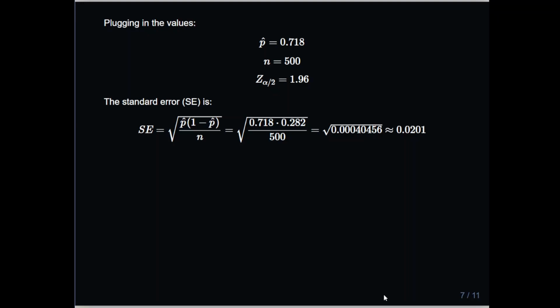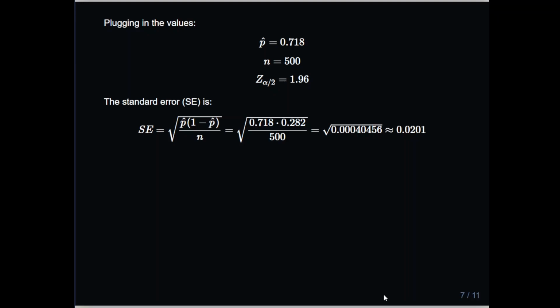Okay, so I'll just look at the standard error first off. That is the square root of p hat times 1 minus p hat divided by 500. So that is 0.718 times 1 minus 0.718, which is 0.282. So we have 0.718 times 0.282, divide that by 500. Okay, then we're going to get the square root of that.